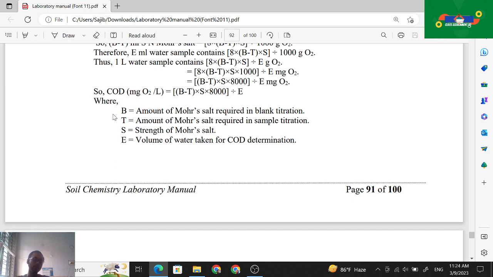Where B is the amount of Mohr's salt required in the blank titration, T is the amount of Mohr's salt required in the sample titration, S is the strength of the Mohr's salt, and E is the volume of the water taken for the COD determination.